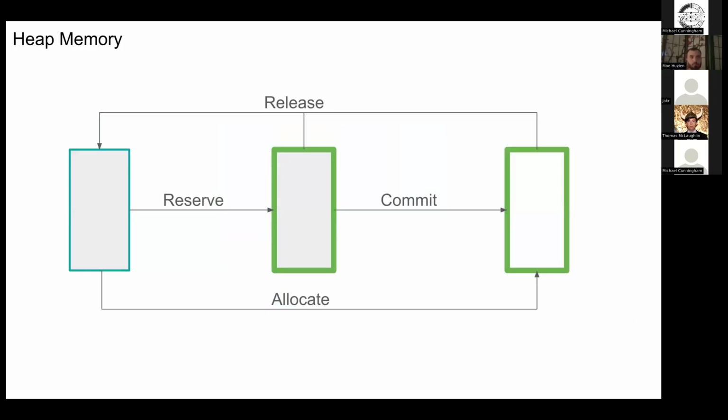And so this is the life cycle of a page, essentially, right? You can reserve it, and then commit it, and then release it once you're done, or you can just allocate straight to memory and then release. Yeah, and that's how the heap memory works. One other interesting thing to note is that the releasing of the memory will also happen if your program just shuts down. So you don't have to worry about your program shutting down and still taking up memory, right? That's managed for you.